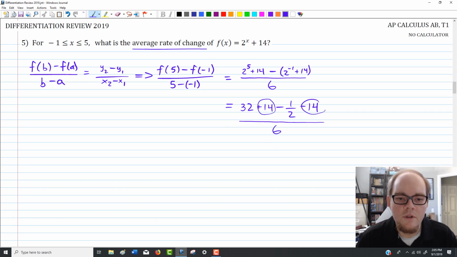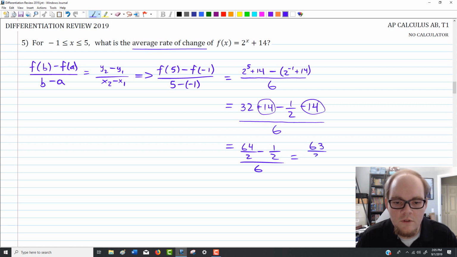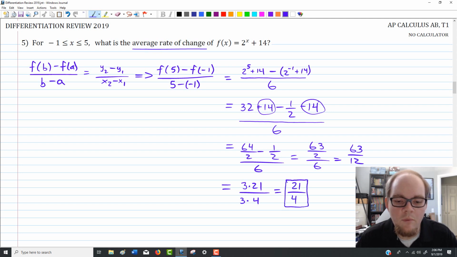From here, we can zero out the 14s. We get 32 minus 1/2, which is 31.5. But I guess for simplicity, we might write this as 64 over 2 minus 1 over 2, all divided by 6. And simplifying it, we'll get 63 over 2 divided by 6, or 63 over 12. Now that is a perfectly sensible answer, but of course 12 and 63 share a common factor. They each have a 3 in them. So our numerator is 3 times 21. Our denominator is 3 times 4. That means that the most simplified answer for us is going to be 21 over 4. Or 5.25, 5 1/4, lots of different ways to get there.